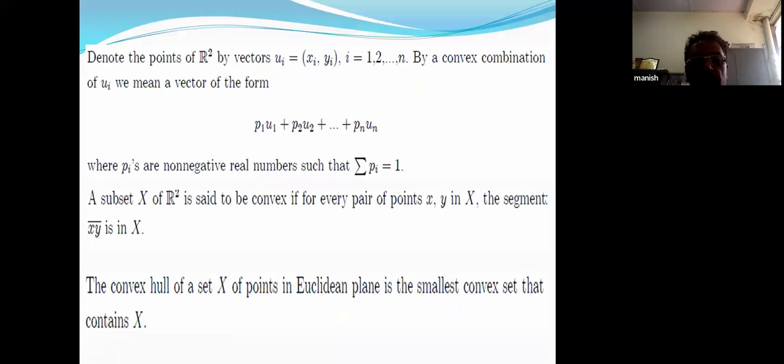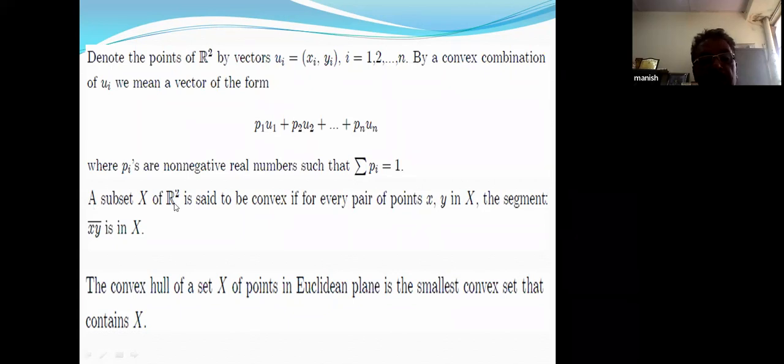Now, next we come to convex combination. If we have n numbers, either on a straight line or plane, then by a convex combination of these numbers u1, u2, up to un, we mean an expression of the form p1 u1 plus p2 u2 plus up to pn un. And what are the pi's? The pi's are non-negative real numbers such that their sum is 1. Then we say this expression is a convex combination of the ui's.